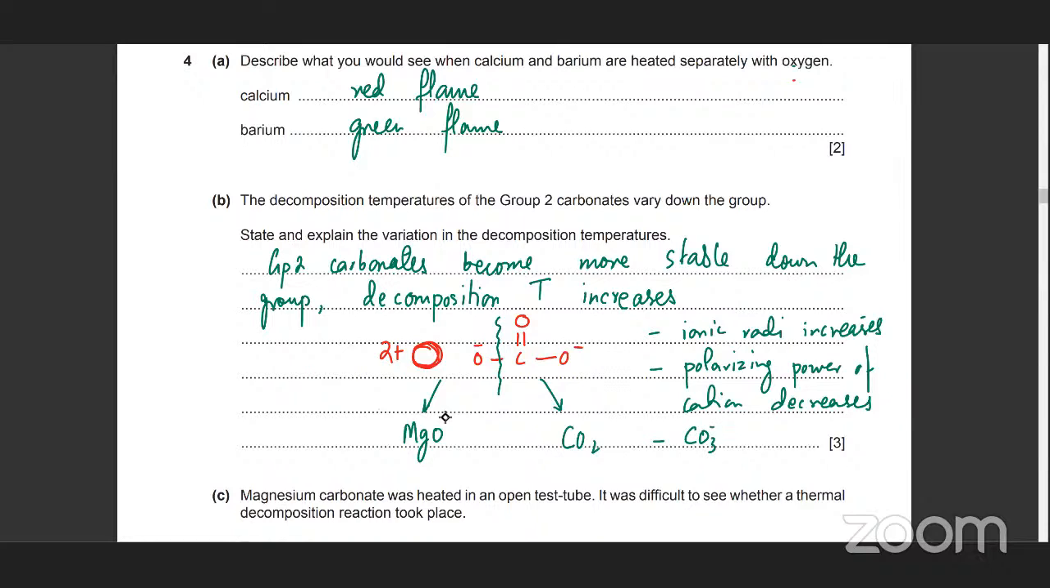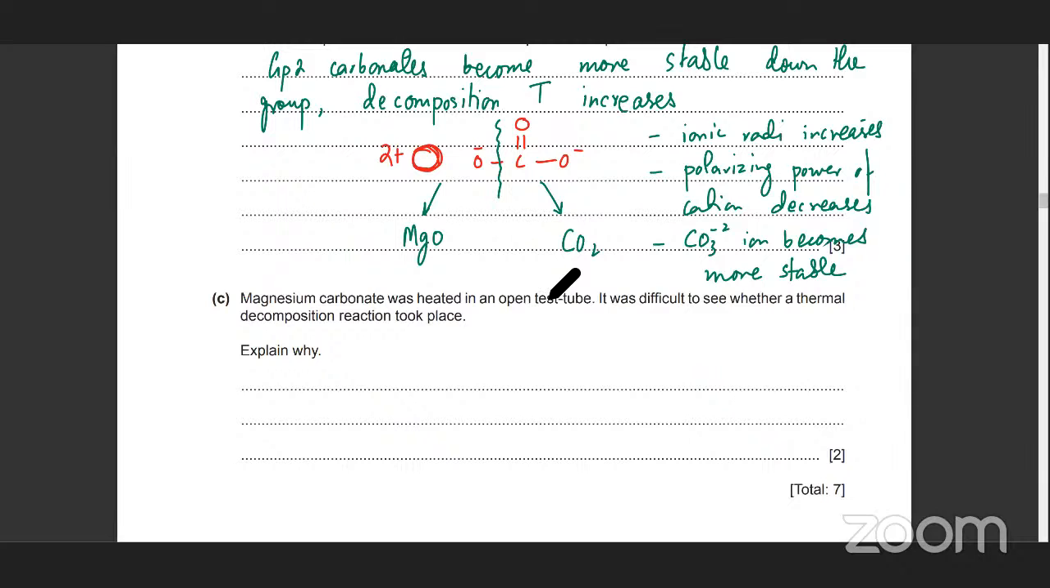Hence, your CO3 2- ion becomes more stable. It becomes more stable when you move down the group. And then it says that magnesium carbonate was heated in an open test tube, so it was difficult to see whether the thermal decomposition reaction took place. So what's happening here? Why is it difficult to see whether a decomposition reaction is taking place?